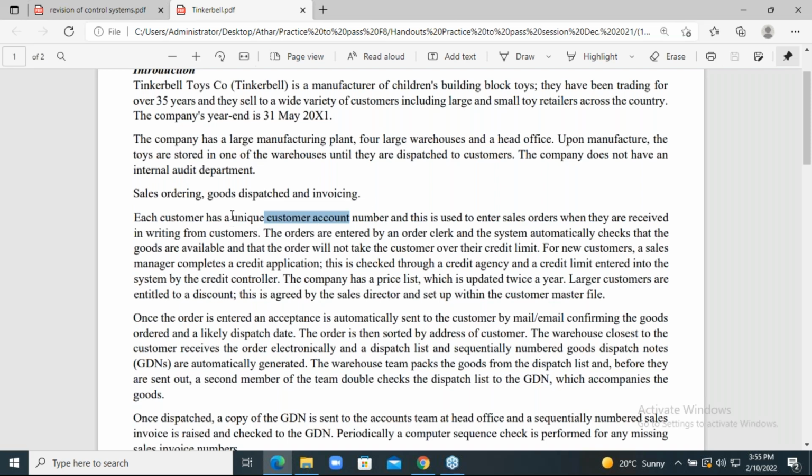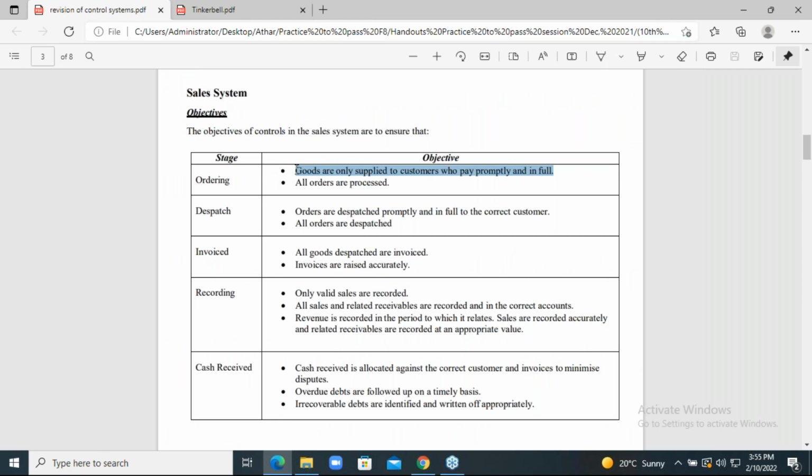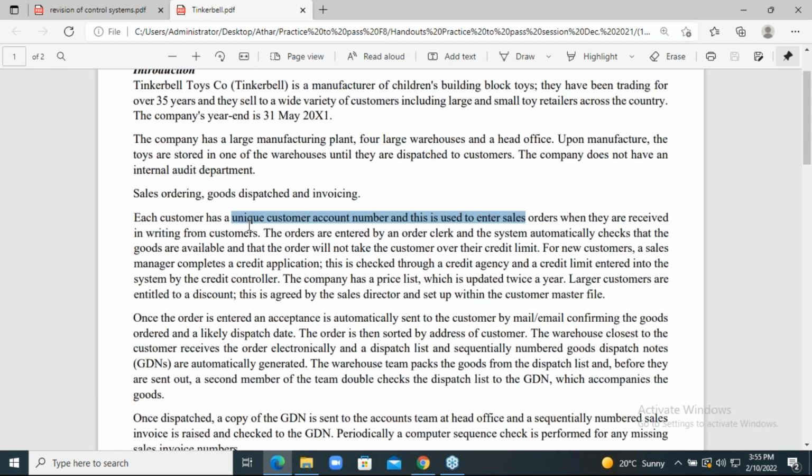So if you cannot link the reason of this control system with the objectives or the stages or the risk of these stages of the sales system, this means that you are weak in the theoretical area. You need to go back to the sales system, understand it, and then come back and attempt these questions again. If you are able to understand the reason behind this and the link of that data with the required risk and objective, then now we are going to understand how we are going to write the test of control.